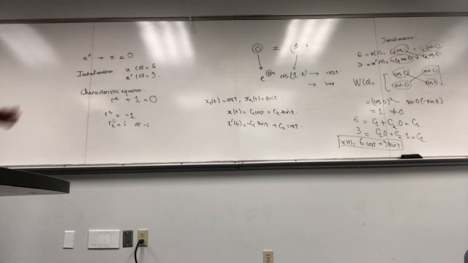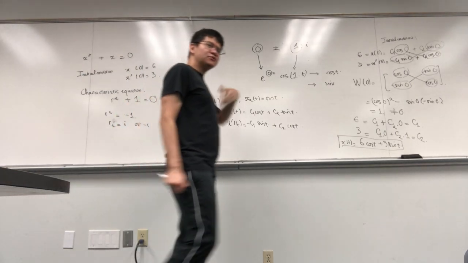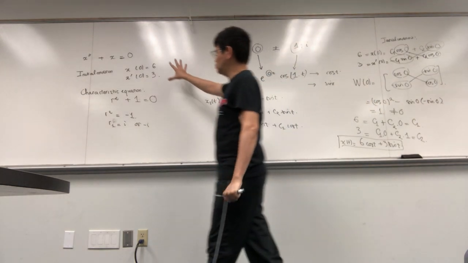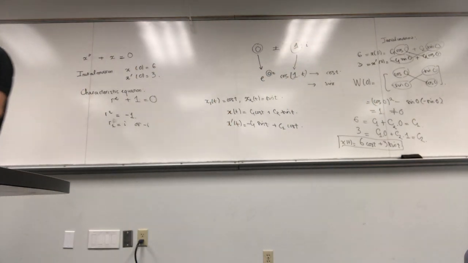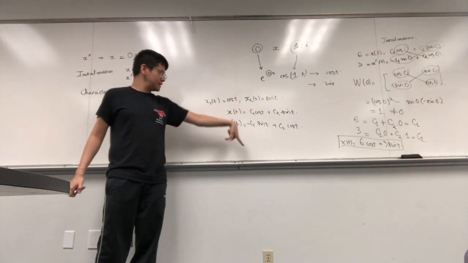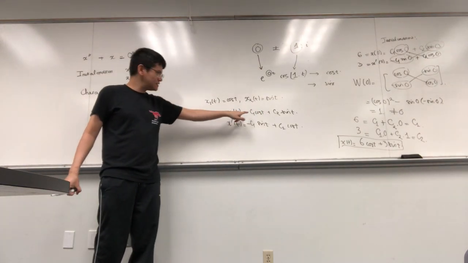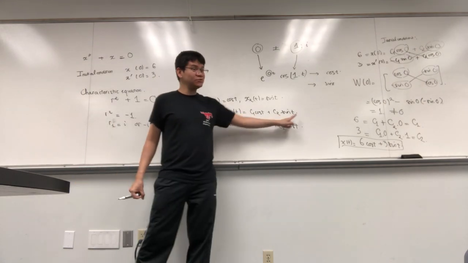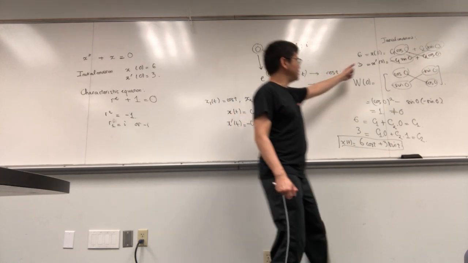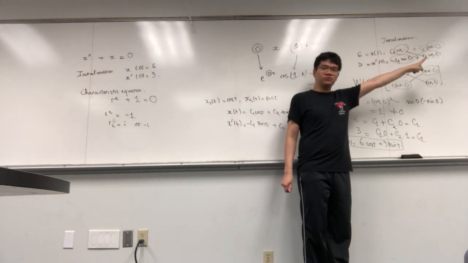Right, so basically, in order to solve an initial value problem, you use the method of the characteristic equation. After you solve the characteristic equation, you find two solutions, x1 and x2, right? When you find the two solutions, you write the general solution as c1 x1 plus c2 x2. And then you plug in the two initial conditions to solve for c1 and c2.